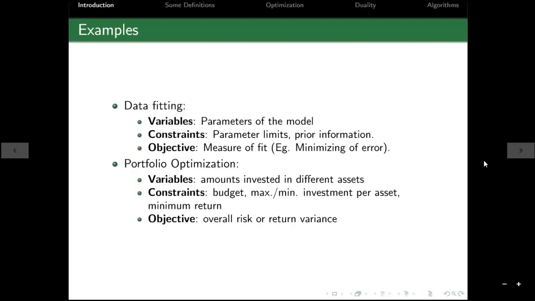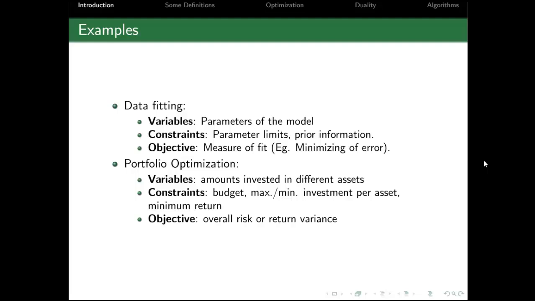Now let us look at some examples where optimization is used. First, data fitting. Data fitting is a very common problem in the field of machine learning. What I mean by data fitting? Data fitting is fitting of a parametric model given some data. So one such example would be linear regression. In linear regression, we are trying to fit a linear model whose parameters are beta i's. So those translate to the optimization variables here.